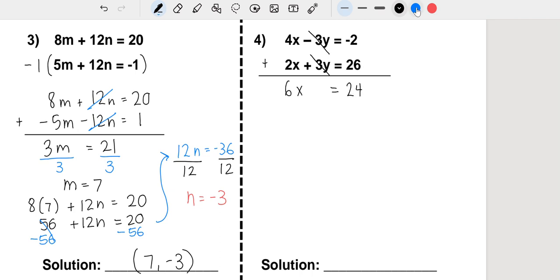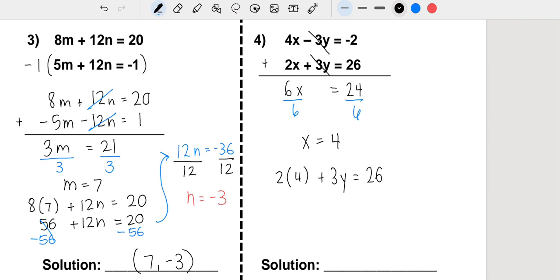And then we solve for x. So we're going to divide by 6. X equals 4. 24 divided by 6 equals 4. All right, now what do we do now that we know the value of x? Well, remember, anywhere there's an x, you can put that value. So we're going to do 2 times 4 plus 3y. Now again, it does not matter which equation you plug it back into, because they're going to work either way. It's a system. They work together.